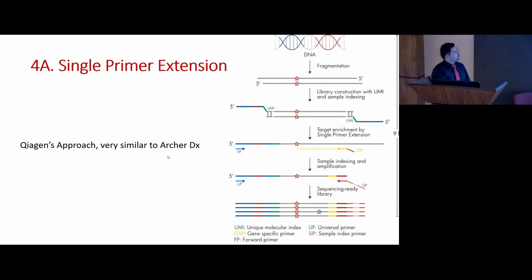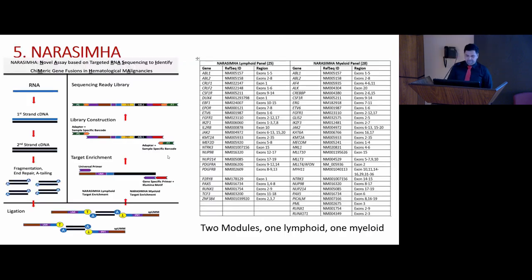Same thing. You have a one-sided adapter here which binds to this, and you do amplification using a universal primer. At that point, I wanted to use Archer's assay, and I said, how much does it cost? They said 26,000. I was like, I also can't afford it, let alone patients. So at that point we said, let us make our own thing.